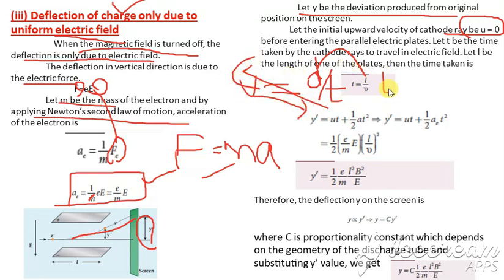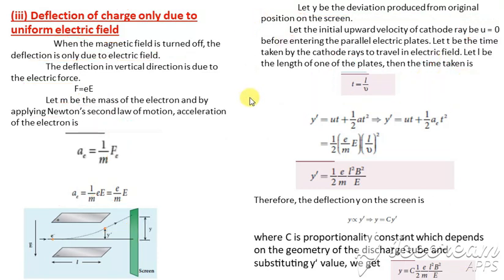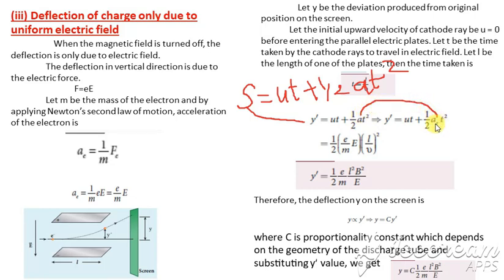So we get t, which is equal to L divided by v. According to the laws of equations of motion, we get S, which is equal to what? ut plus half at square, is it not? Now in this, substituting the value of S as y dash, y dash is equal to ut plus half at square. And again we are writing a to be equal to eE by m, so that we can substitute with this value here.